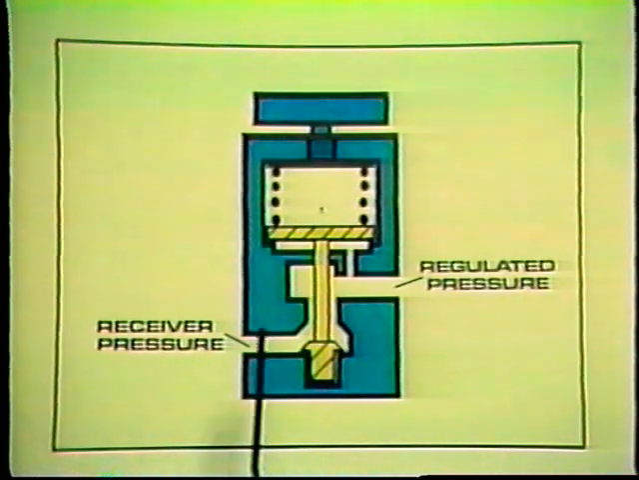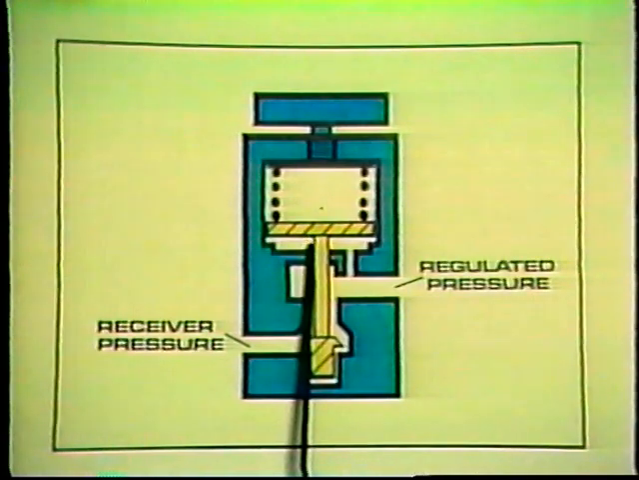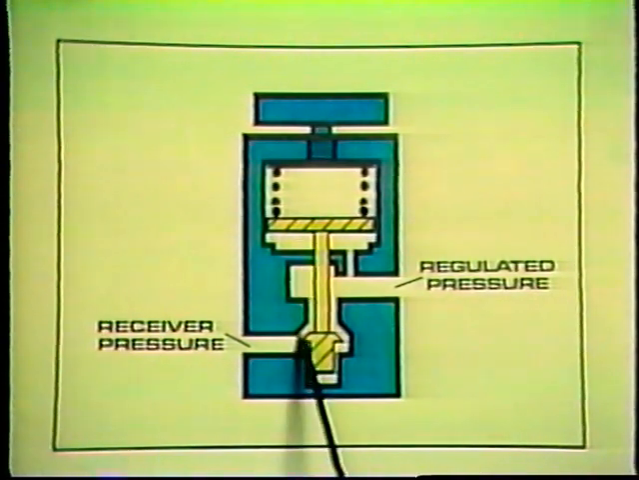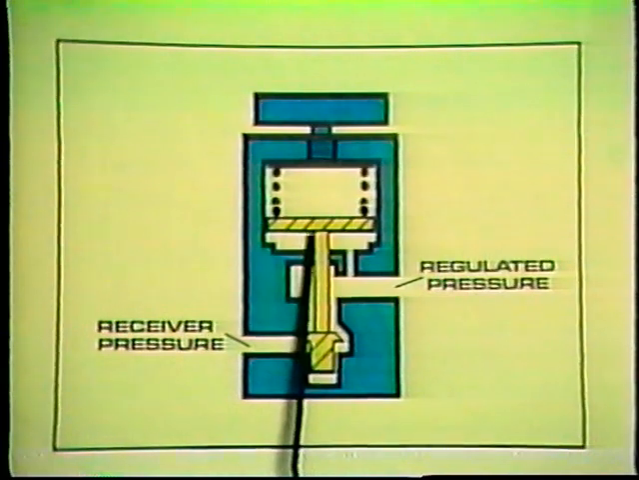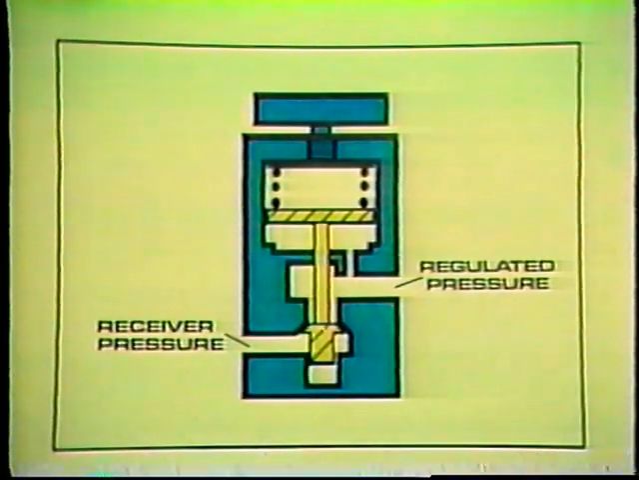When the controlled pressure reaches the preset value, the piston moves upward, and the poppet begins to close off the primary to the secondary passage. If the secondary pressure rises enough, the poppet closes off the passage completely, so that pressure cannot continue to build downstream in the circuit.